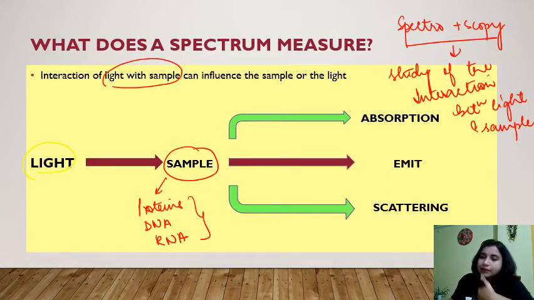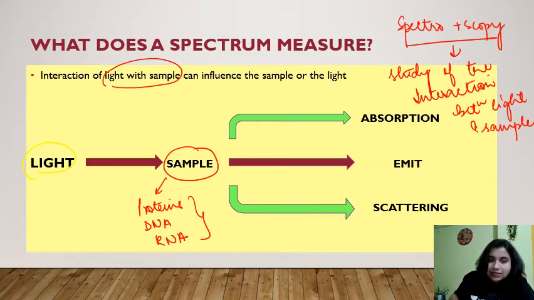Whenever the light interacts with the sample, there are changes in the sample as well as in the light, right? Because of these changes, we can use those changes for studying the structure and concentration of a biological sample, right?